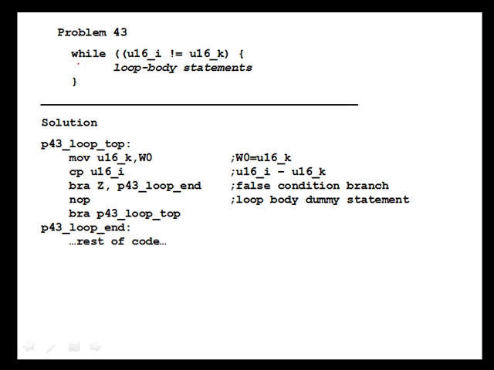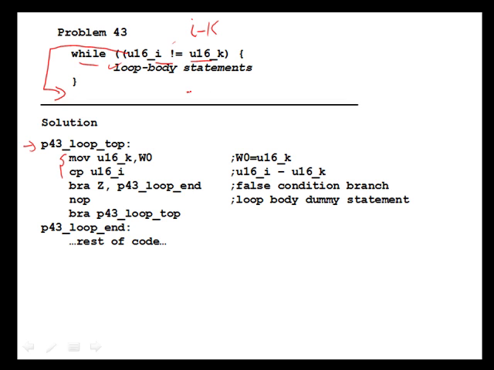The code for problem 43 is a while loop that says while U16I is not equal to U16K, execute this loop. Here's our solution. First, we need a label to mark the top of our loop. Then we're going to need to set the flags up for our branch for this test. So we're going to need to say I minus K, which is going to be accomplished by these two instructions. At this point, we need to determine what branch we need. We need a branch for the false condition, because if this condition is false, we want to skip around the loop body and go to after our loop body.